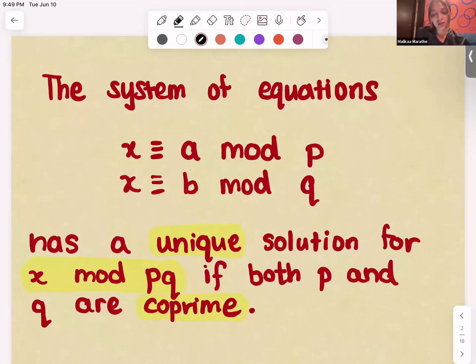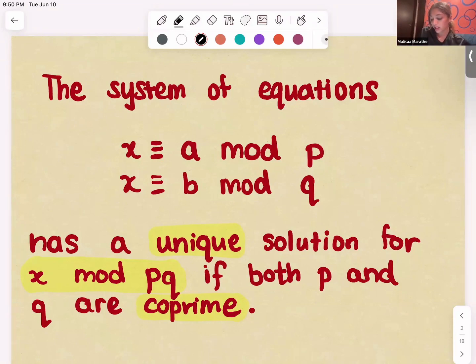So the Chinese remainder theorem says that if you're given a system of equations, in this case you have two, but there could be as many equations as you need. So you have x congruent to A mod P and x congruent to B mod Q. This is equivalent to saying: find a number which leaves a remainder of 3 when divided by 5 and a remainder of 7 when divided by 9, and you're supposed to figure out what that number is. So a question like that.